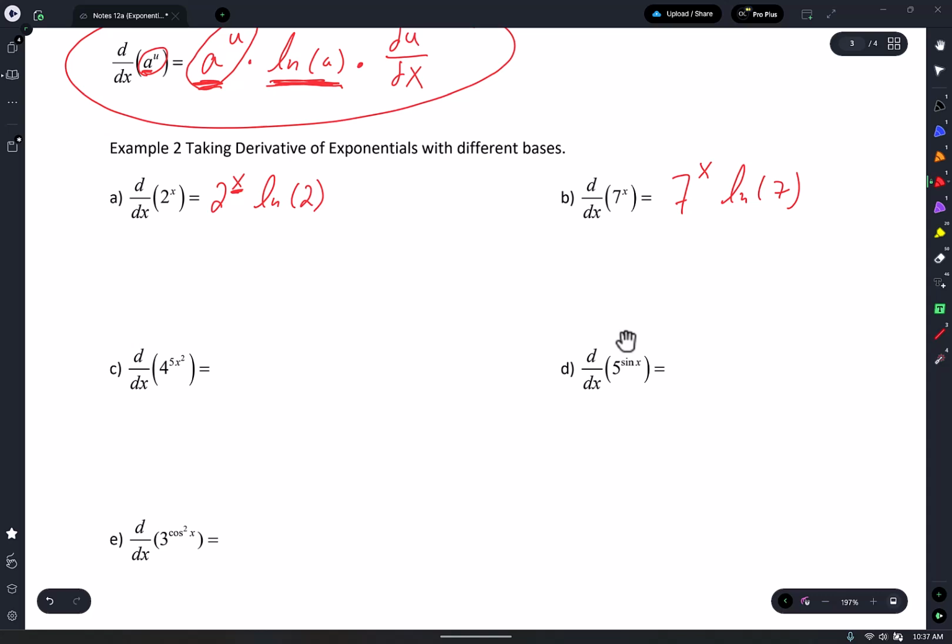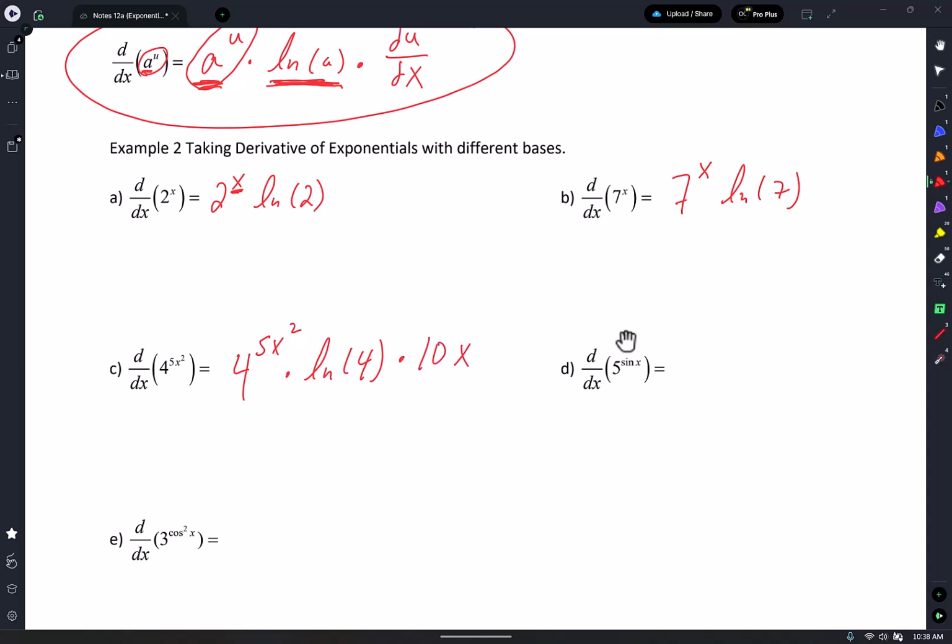No, we're good. So here we go. The derivative of this exponential function is going to be itself. 4 to what power? Perfect. Am I done? No. Then I write what? ln of 4, because that's the ln of the base, times 10x. Good. There it is. Leave it alone.